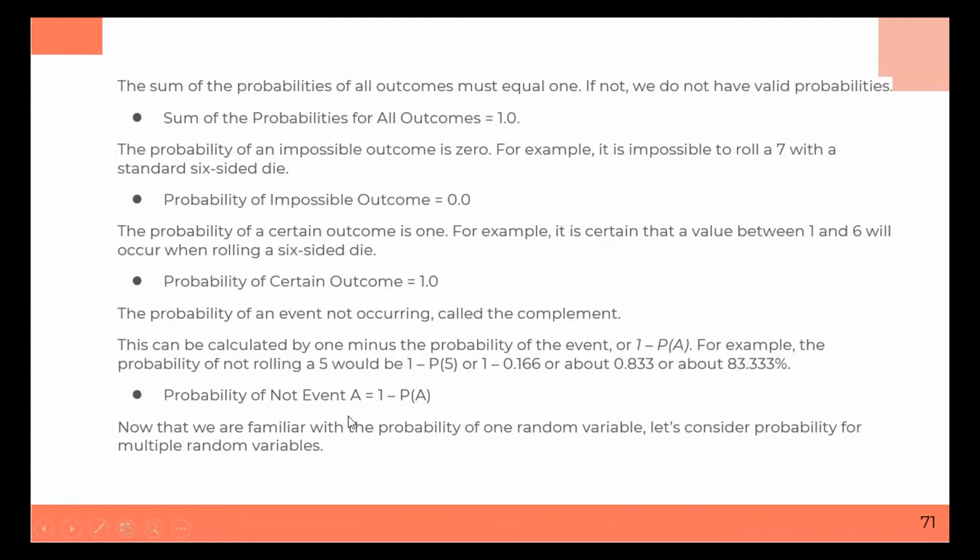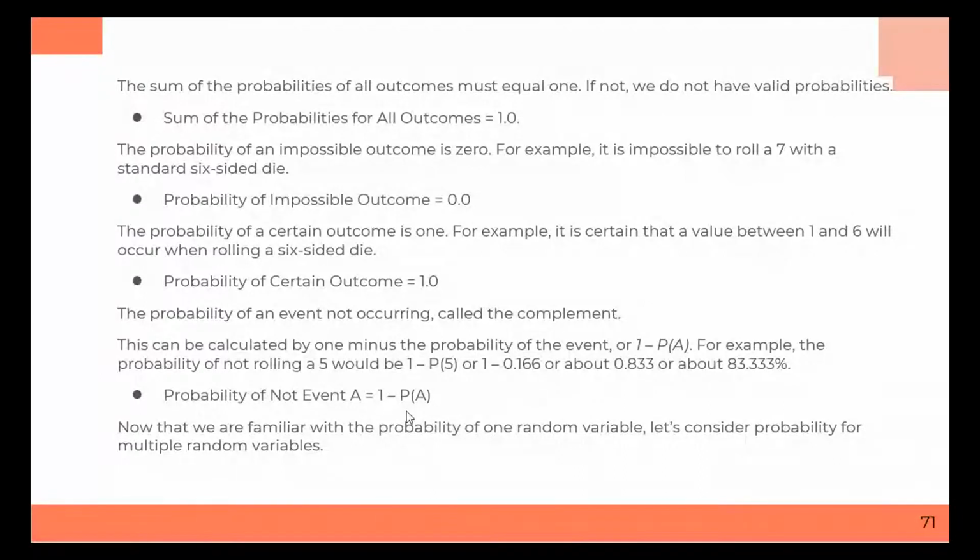Probability of not event A equals 1 minus P of A. Here, 5 is not occurring, so apart from 5, all other things are occurring. What is the percentage of all the other things occurring? One of them is obviously 0.16, 60%. One we are removing, so 5 is not occurring and the other elements are occurring.